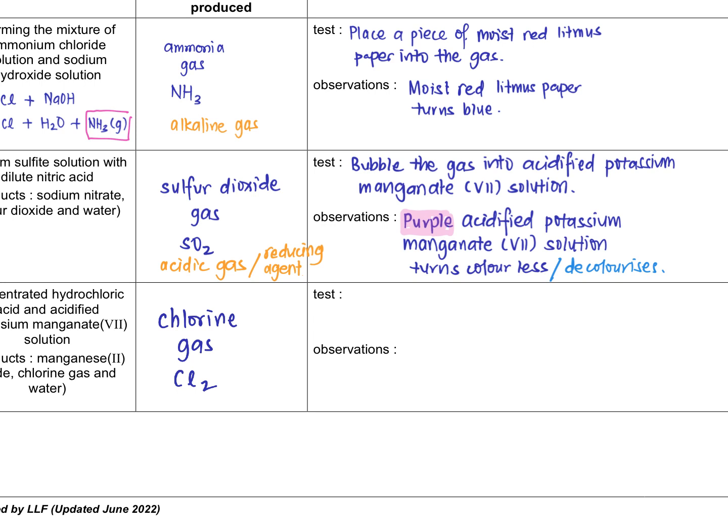What's the color for chlorine gas? It comes with the color. Halogens are colored. What is the color for chlorine gas? Yellowish green. Okay, so this is your yellowish green gas. Okay, so for this test, you actually use a litmus paper. Okay, so you place a piece of moist blue litmus paper into the gas.